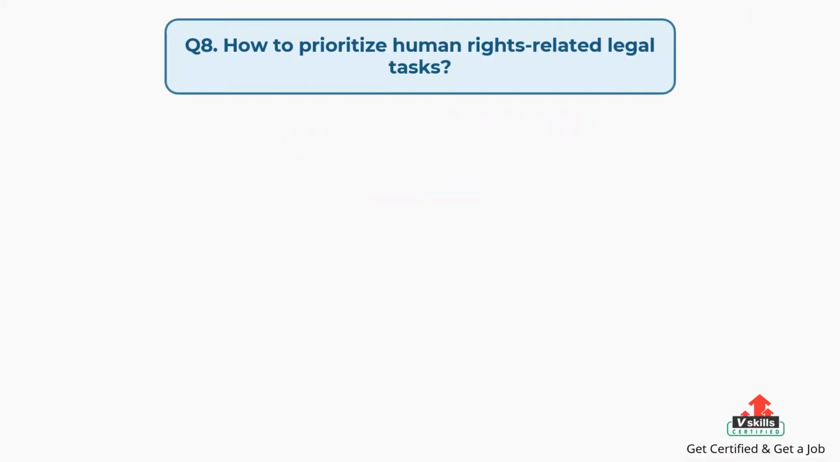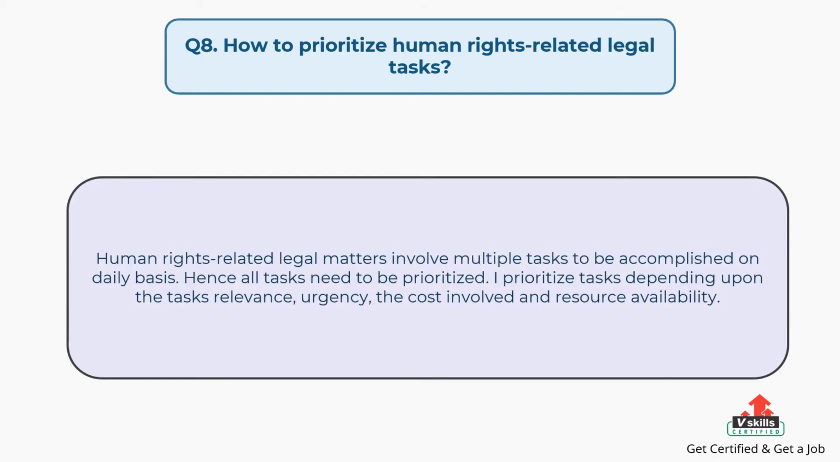Question number 8. How do you prioritize human rights related legal tasks? The answer is: human rights related legal matters involve multiple tasks to be accomplished on a daily basis. Hence all tasks need to be prioritized. I prioritize tasks depending upon the task's relevance, urgency, the cost involved and resource availability.